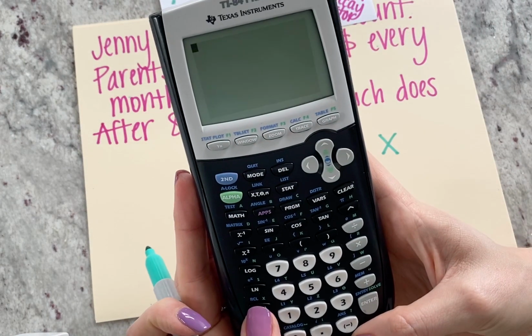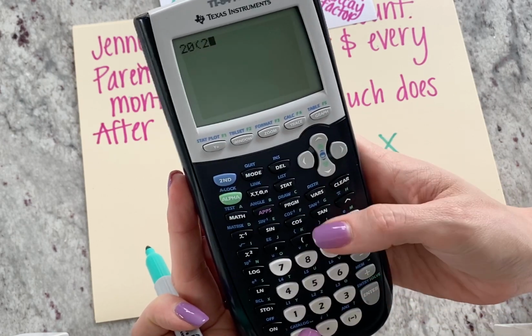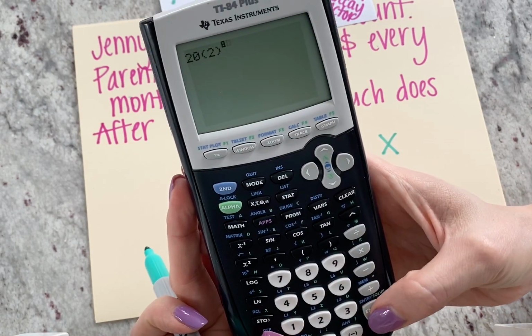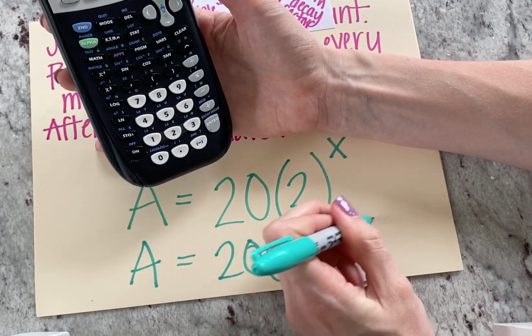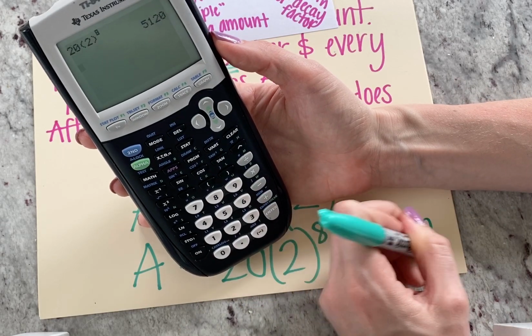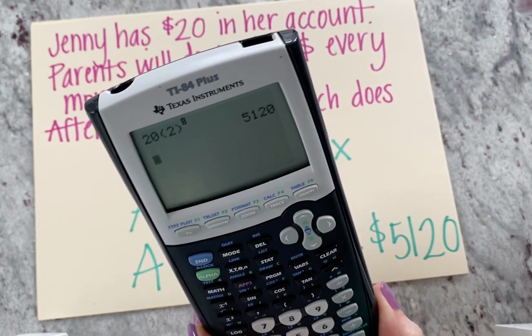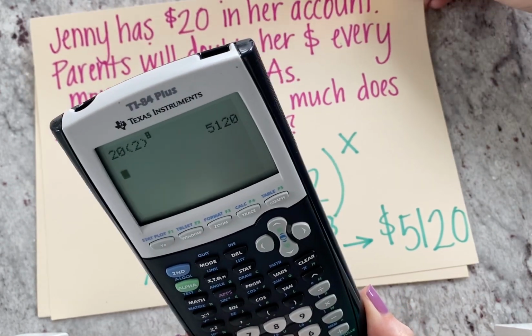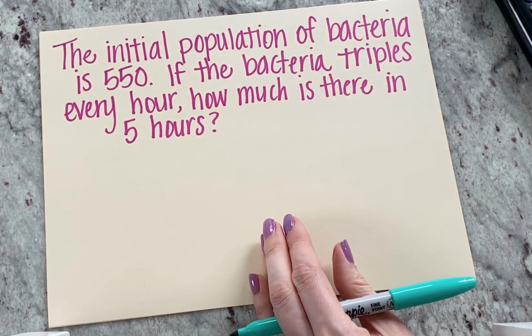So we can go ahead and do that here. 20 parentheses 2 to the 8th power. And she would have, at the end of the school year, if they doubled her money every time, $5,120. What a deal. That grows fast, right? So this is kind of showing how exponential grows real fast when it's growing. Here's one more final example.